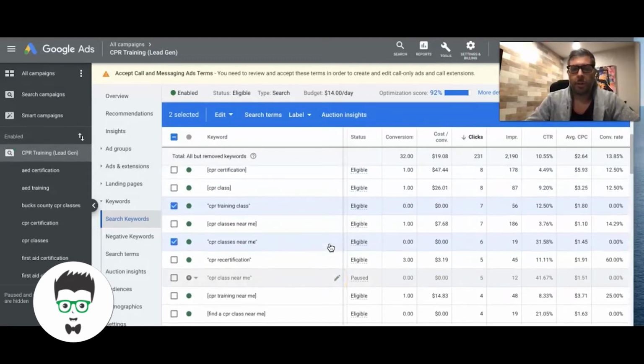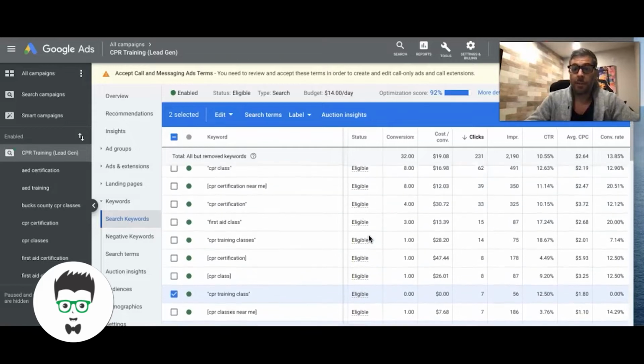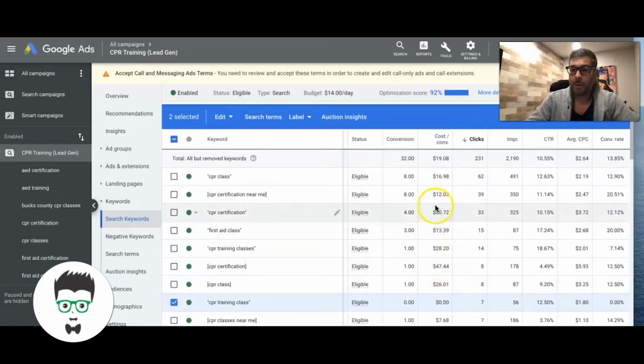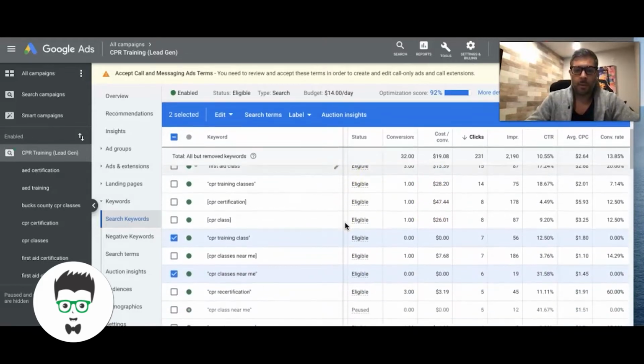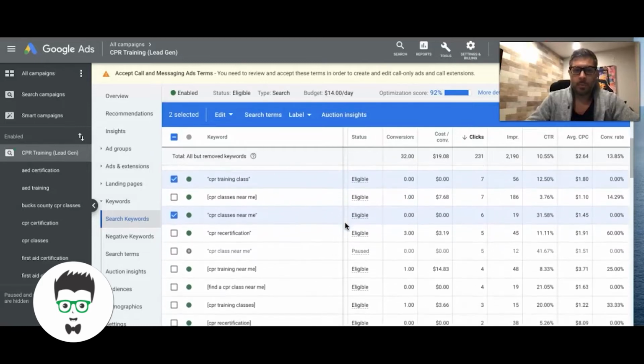Now, as a general rule of thumb, I usually don't pause a keyword unless it's 0 for 10. But I don't really have much to go on in this campaign because it's doing pretty well. I mean, it's converting decently, so I'm okay with that for now. And he's got a lot more room to run when he has more budget too.